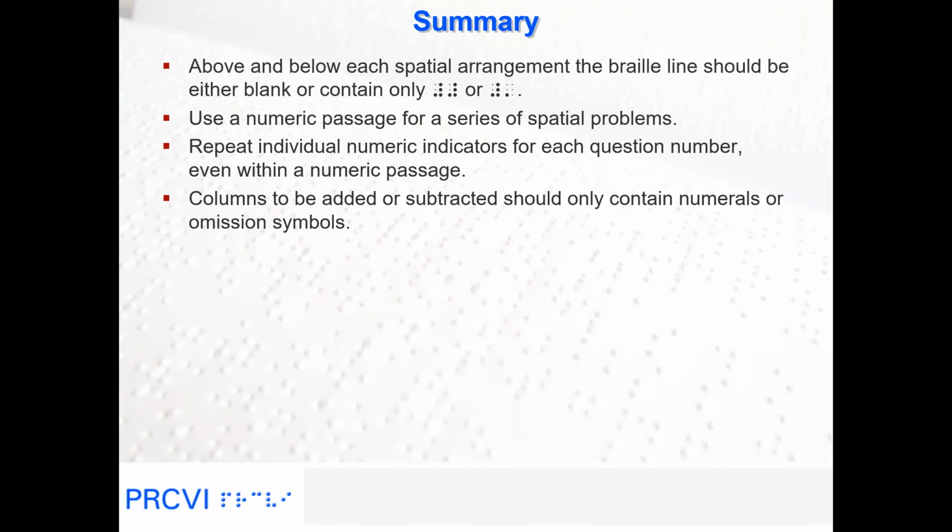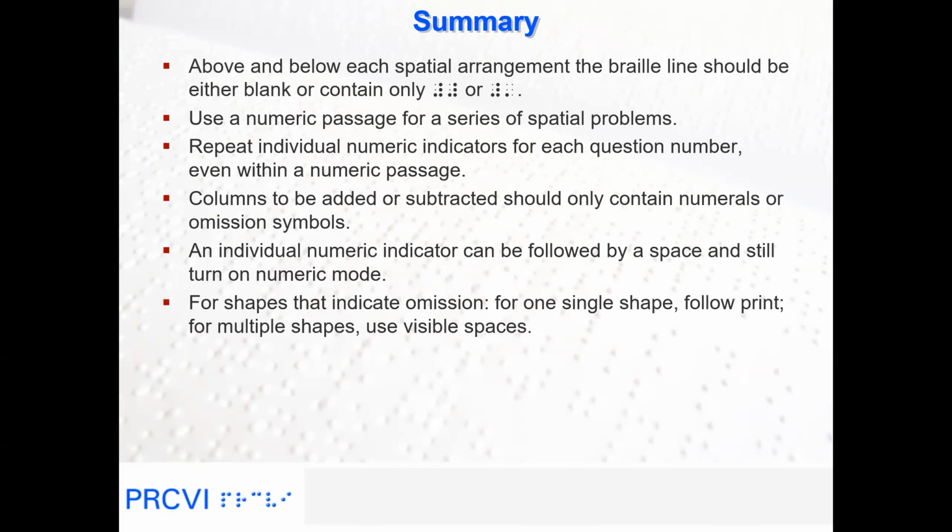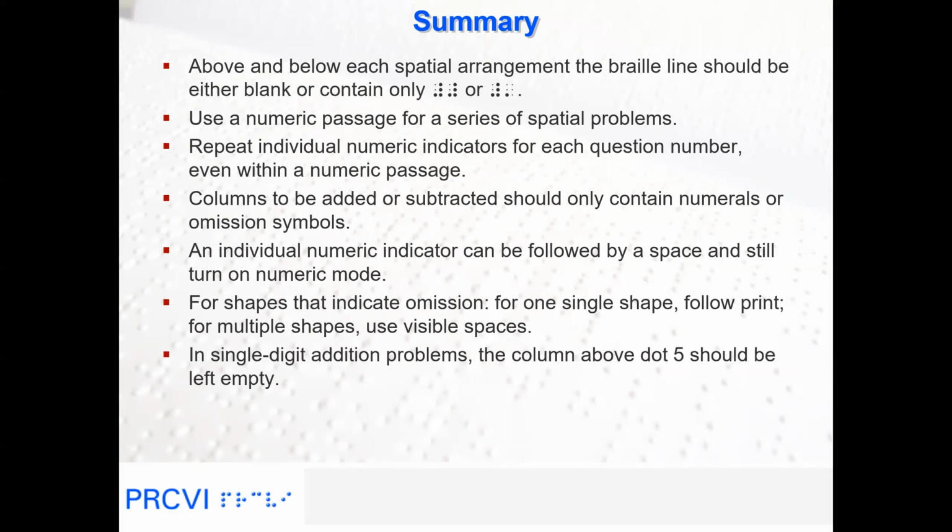Columns to be added or subtracted should only contain numerals or omission symbols. An individual numeric indicator can be followed by a space and still turn on numeric mode. For shapes that indicate omission, for one single shape, follow print. For multiple shapes, use visible space. In single-digit addition problems, the column above dot 5 should be left empty.